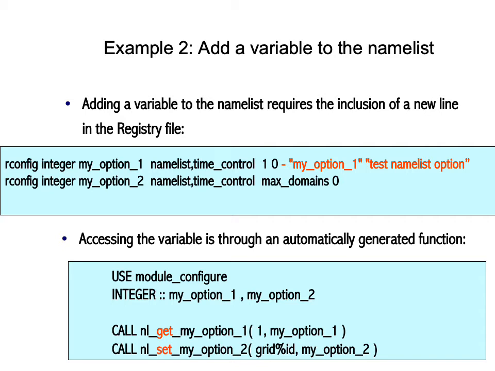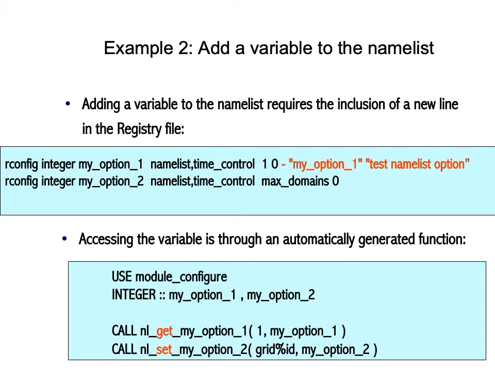For my_option_1, the subroutine call, if I wanted to get the value, would be call nl, for namelist, get or set, and if I want to retrieve it, it would be get, and then underscore the name of the namelist option, my_option_1. There are two arguments. The first argument is which domain am I interested in? And for us, it's a single entry, so regardless of what domain we put, we're only going to get the single entry. And then the local name of the variable that I would like it returned as.